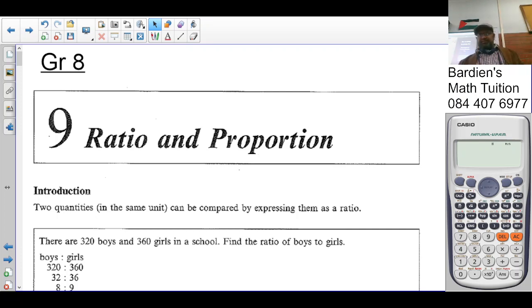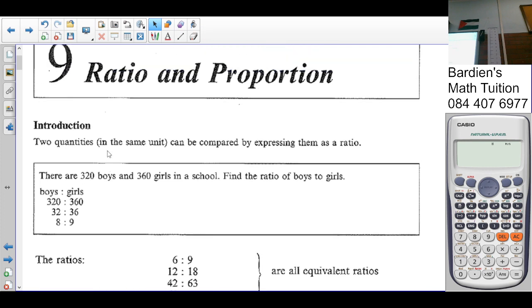Okay, good morning class. So today we're looking at ratio and proportion. This is grade 8, out of the grade 8 textbook. In the grade 9 section, basically we will add something new to it. Okay. So now we're looking at ratio and proportion.